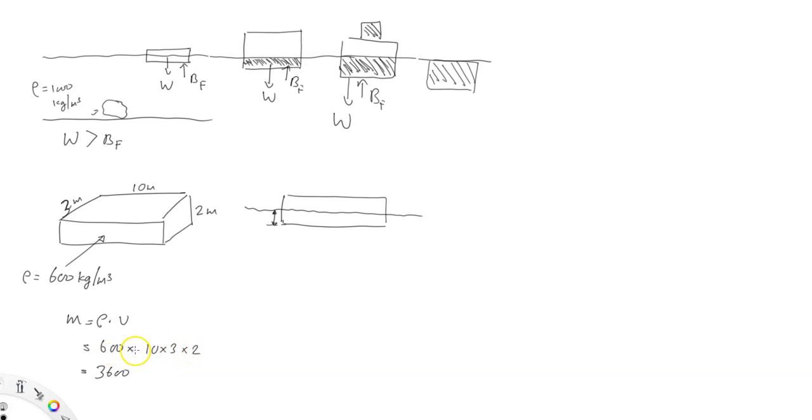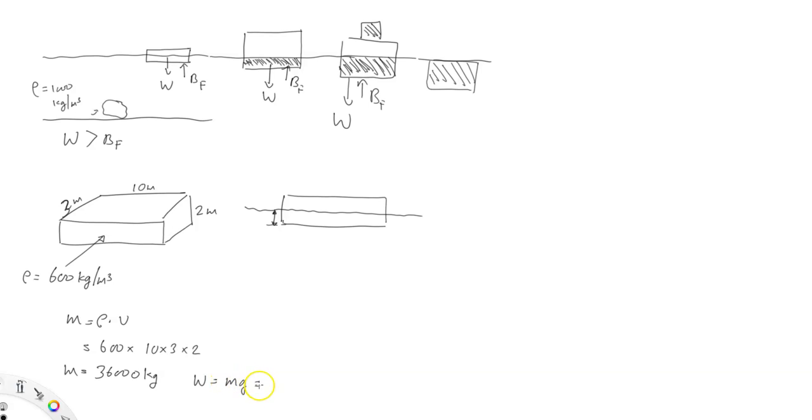6,000, 12,000, 6,000, 36,000, right? Let me do the math real quick using the calculator. This is embarrassing, but we do it. It's 3 times 2, yeah, 3,600 kilograms. That's the mass. So what's the weight?